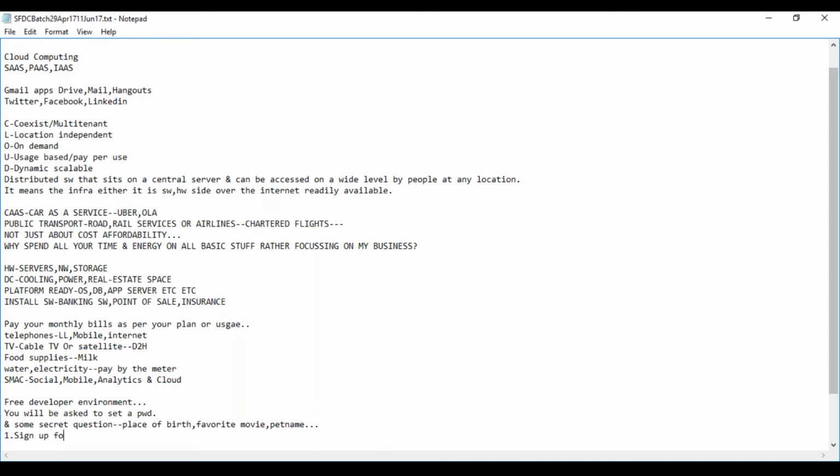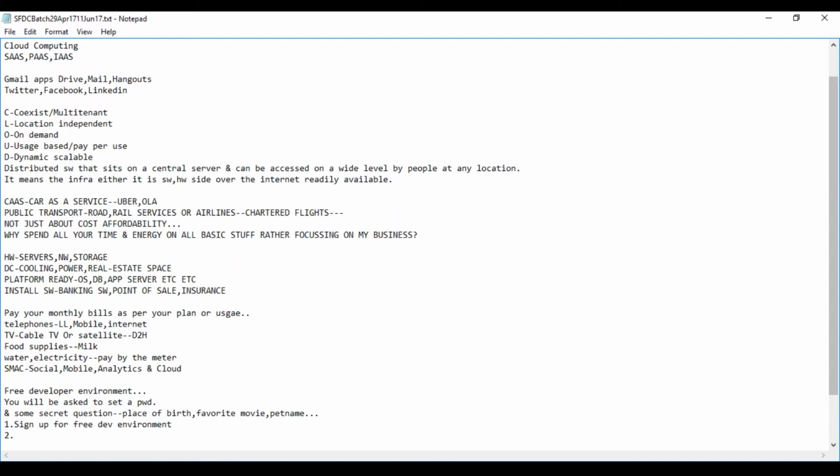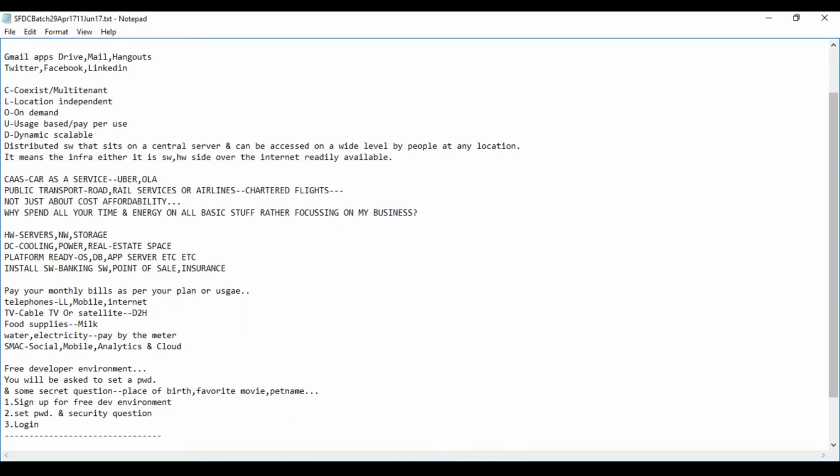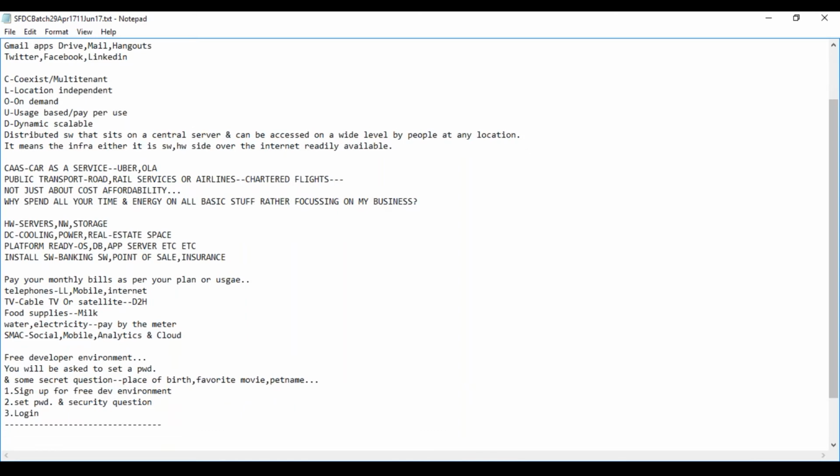And we will sign up for the free developer environment, right? You need to have a working email ID, all of you, right? We will set the password and the security question. And we will be logging in. Okay, but we'll do that tomorrow. But be ready with a working email ID that will be used. So you just need a working email ID, right?